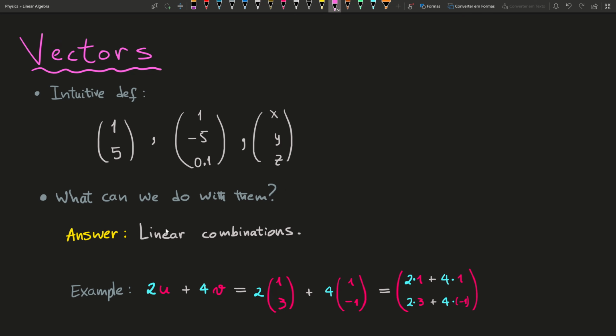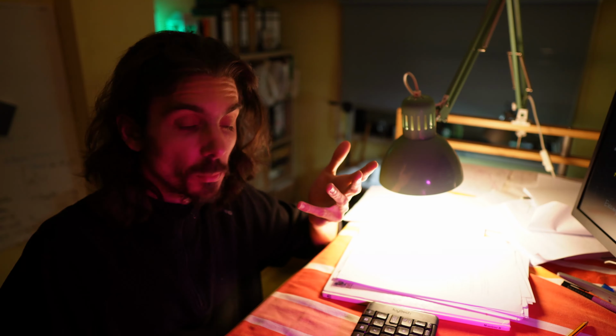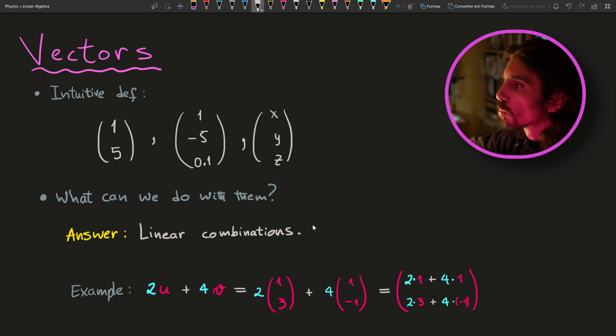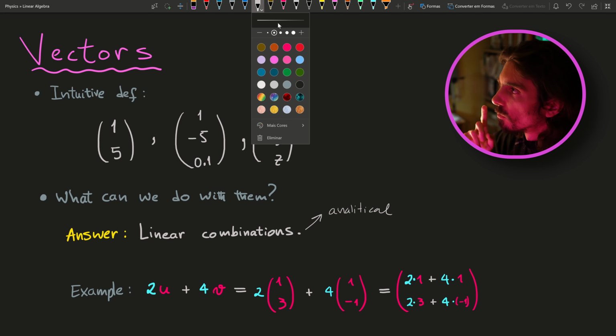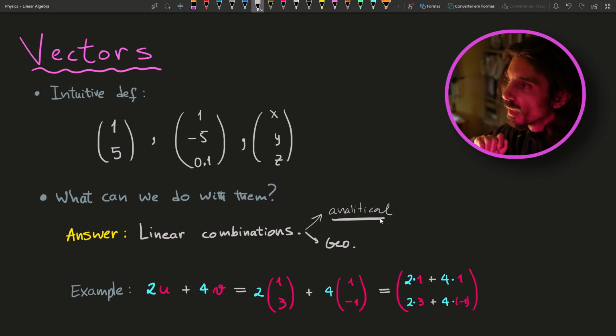What can we do with vectors? Well, the short answer is linear combinations. But what are these linear combinations? First of all, linear combinations can be viewed from 2 points of view. The first one is analytical, meaning we just look at the formula and do calculations with it. But the second point of view is geometrical. Let's just focus first on the analytical point of view.